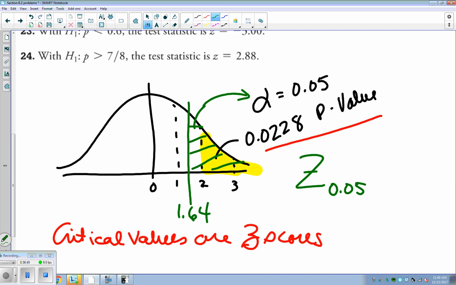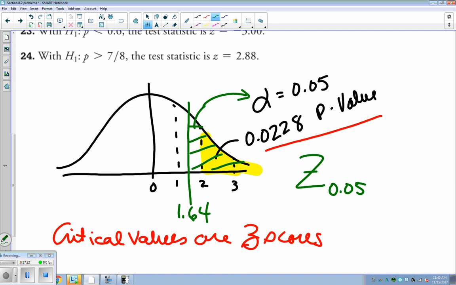The critical value method and the p-value method. The p-value is I'm going to find the area and compare it to my alpha. The p is nothing more than the area from the z beyond. Critical value is I'm going to find the z-score, which is the critical value of alpha, and then I can compare z-scores. They're both going to give me the same result.